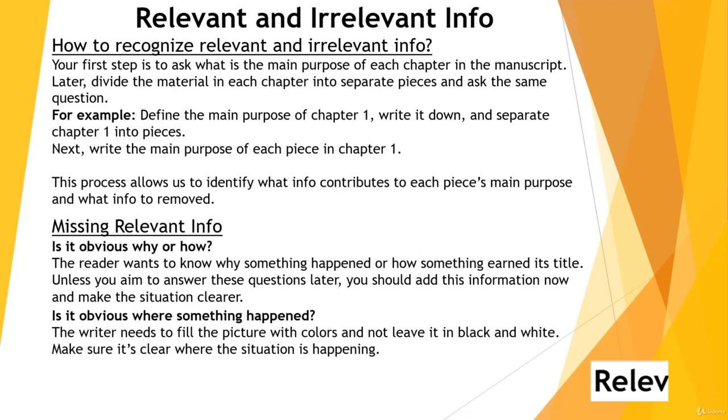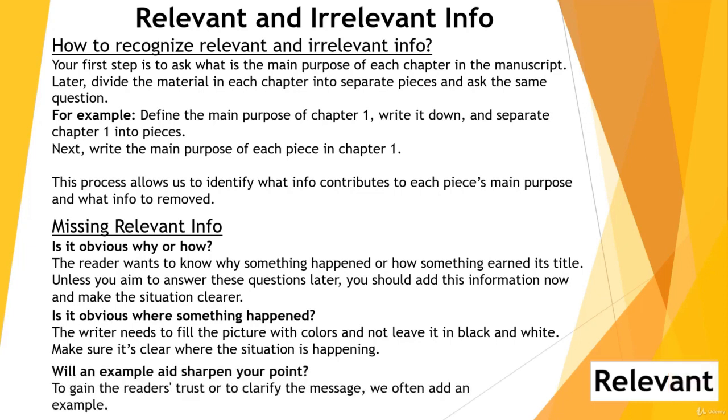Is it obvious where something happened? The writer needs to fill the picture with colors and not leave it in black and white. Make sure it's clear where the situation is happening. Whether it is a story, a history, or a biology book, ensure the background is described.